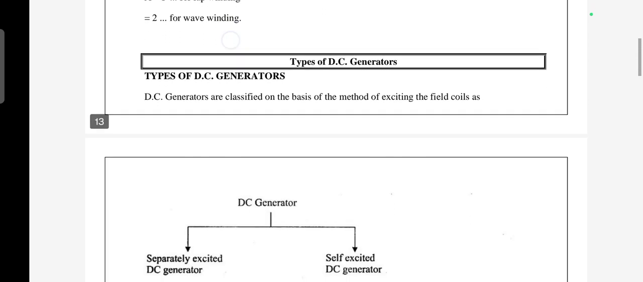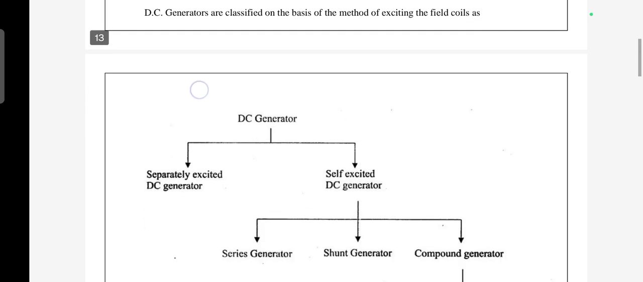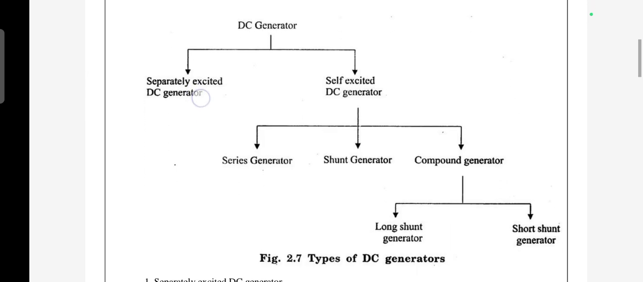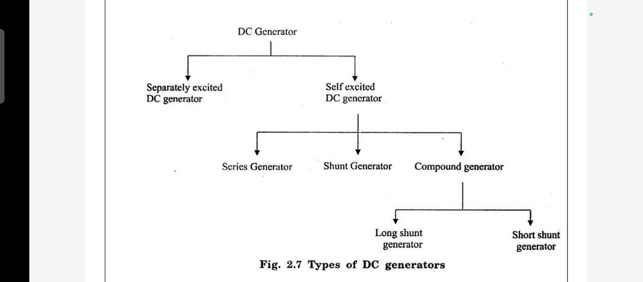And then we discuss the types of DC generators based on the method of exciting field coils. There are two: separately excited DC generator and self-excited DC generator. In self-excited DC generator, there are three categories: series generator, shunt generator, and compound generator. And in compound generator, there are two: long shunt generator and short shunt generator. These are all the classifications of types of DC generators.